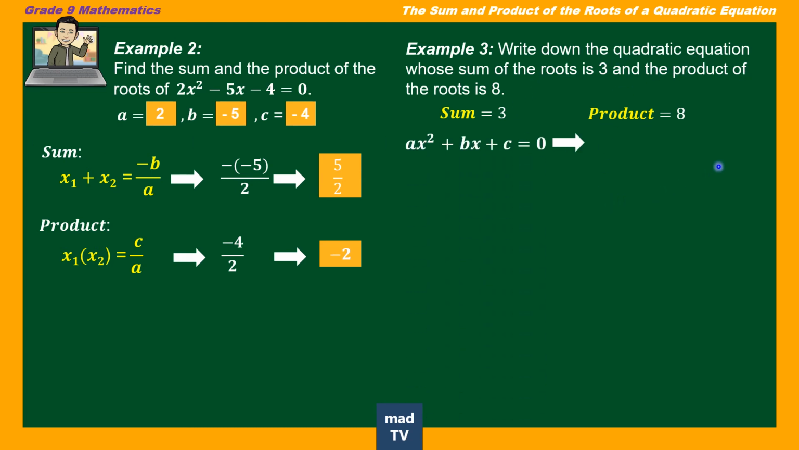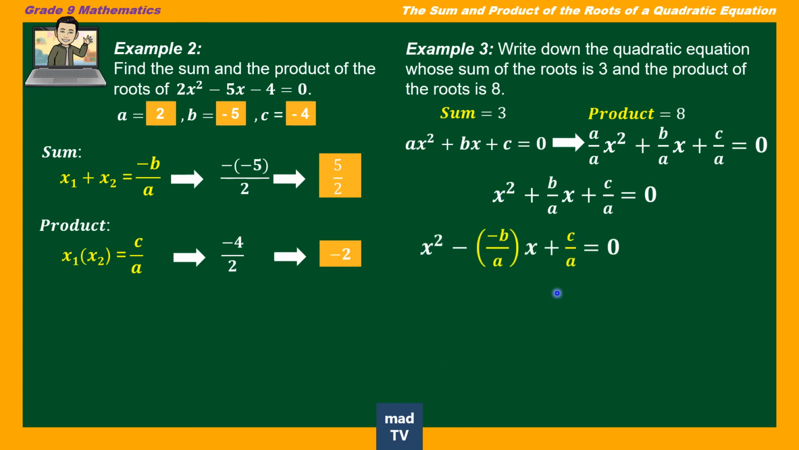So, using the formula, from the standard equation, okay, ax squared plus bx plus c is equal to 0. This is our standard form. Then, i-divide natin both term in the equation. So, divided by a, divided by a, divided by a, 0 divided by a is still 0. So, hindi ko na nilagay. Okay? So, dito, a divided by a, 1 na siya. So, hindi na natin lalagay. So, ito yung magiging equation natin.